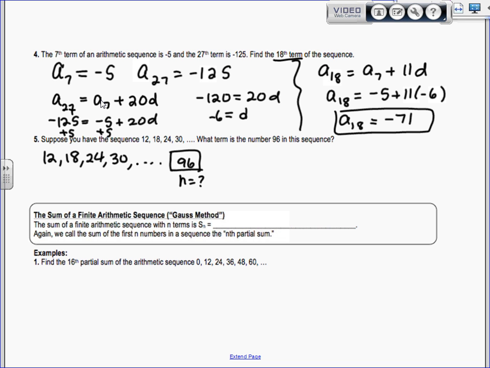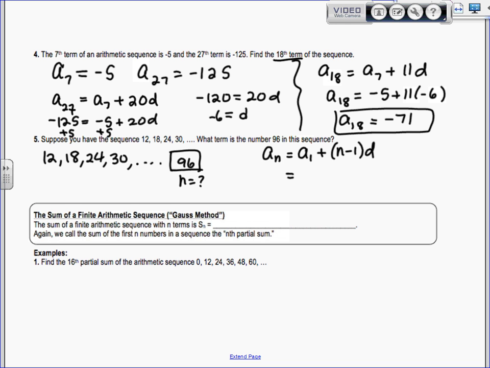But let's see how to set this up with a formula. Okay, we're going to use that basic formula that I told you we don't really need to memorize. We just kind of need to know this process. If I want the nth term, I can start with the first term, and I can add on n minus 1 common differences.